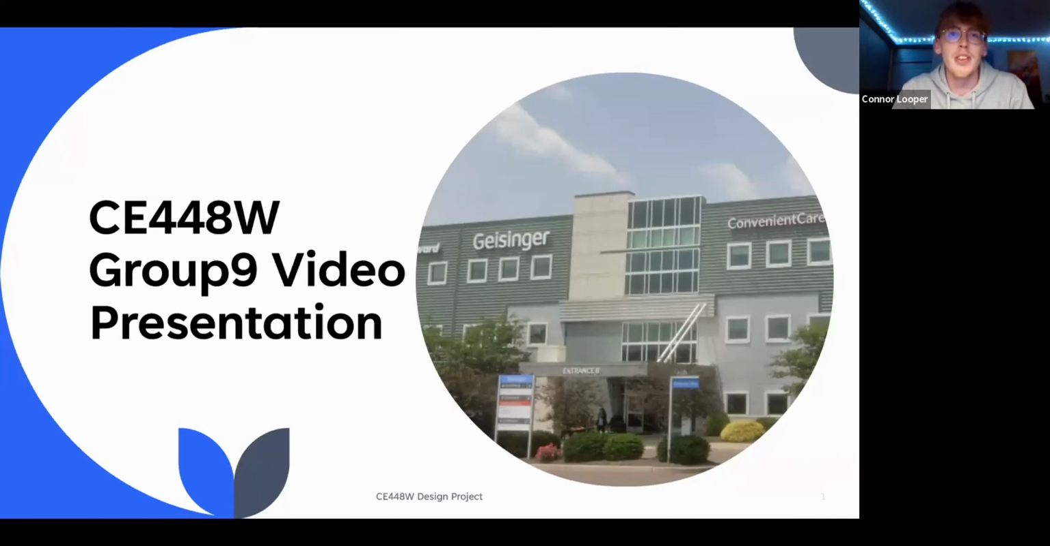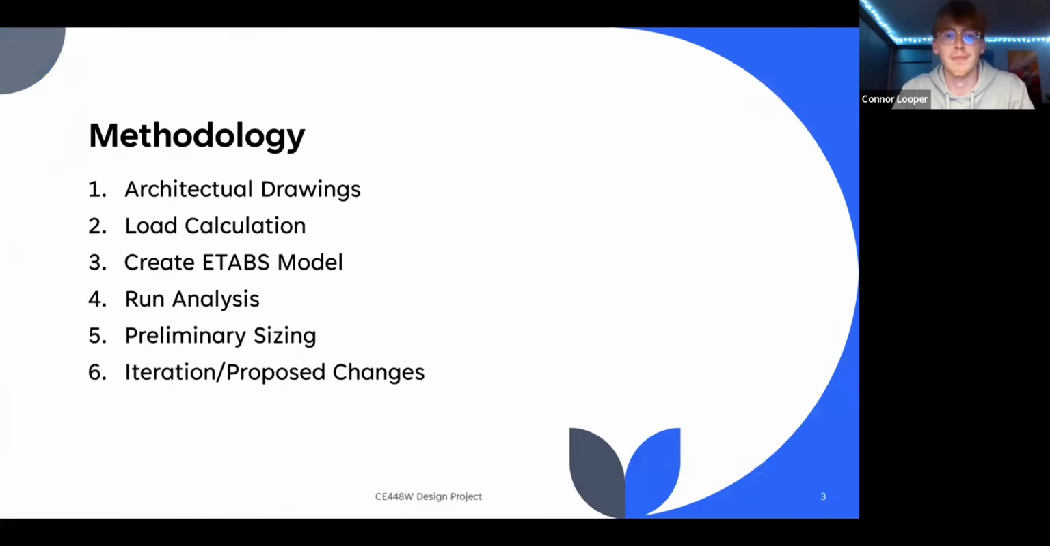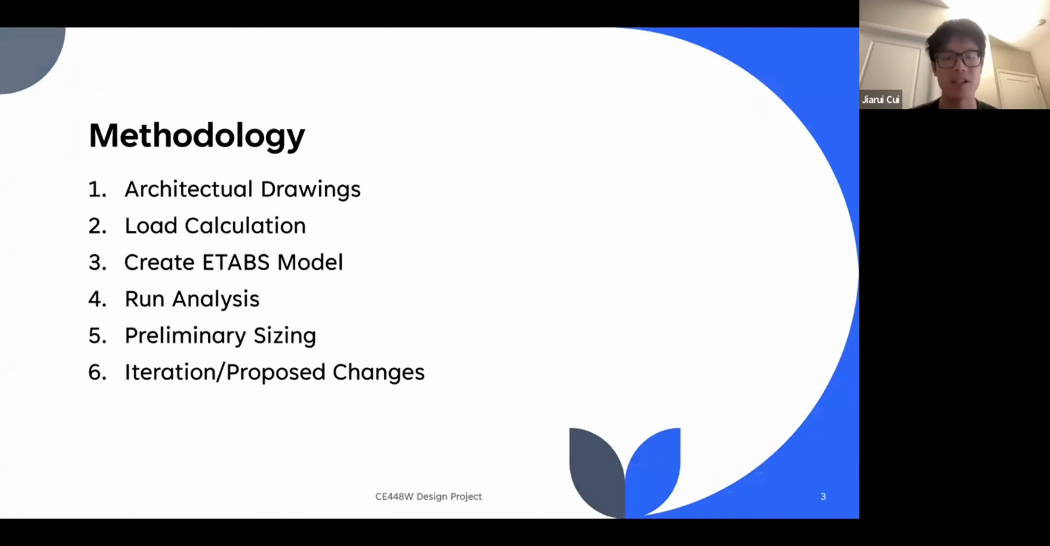We were tasked with creating a structural design for a three-story urgent care building in Bloomsburg, PA. For our design, we went with a simply connected steel frame building. At the beginning of the semester, the architecture drawing of the building was provided to the group. Then the group calculated the load applied on the building based on ASCE 7-22.